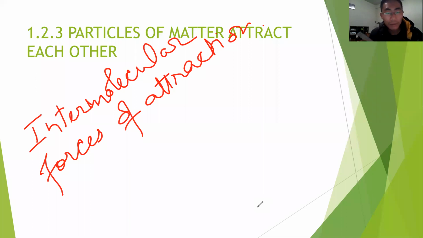So from this activity, we can say that the magnitude of the intermolecular forces of attraction varies from one kind of matter to another kind of matter. That means the intermolecular forces of attraction are not the same in all kinds of matter.